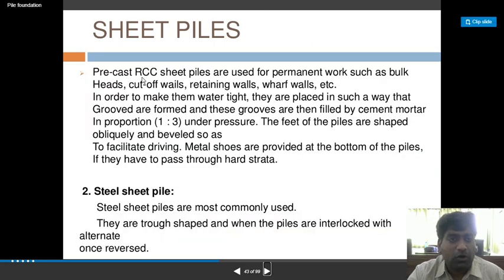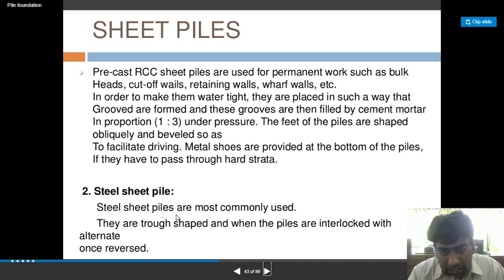Sheet piles. Precast RCC sheet piles are used for permanent work such as bulkheads, cut-off walls, retaining walls, wharves, etc. In order to make them watertight, they can be placed in such a way that grooves are formed, and these grooves are then filled by cement mortar in proportion of 1:3. The sheet piles are shaped obliquely and beveled so as to facilitate driving. Metal shoes are provided at the bottom of the piles if they have to pass through hard strata.